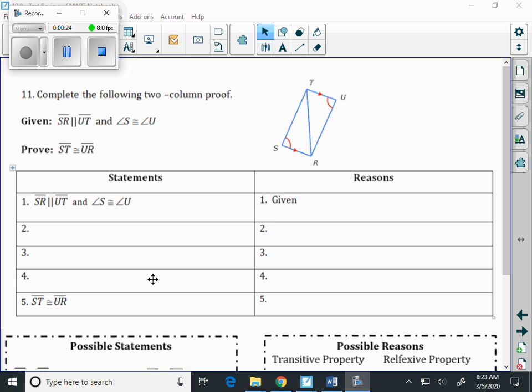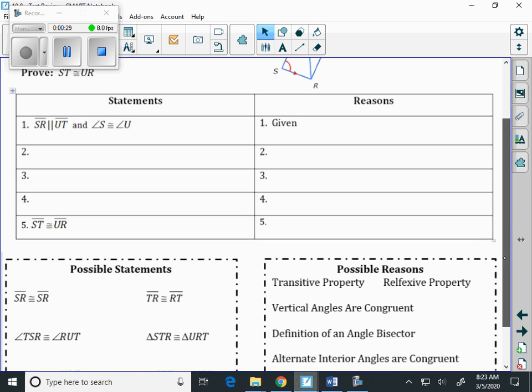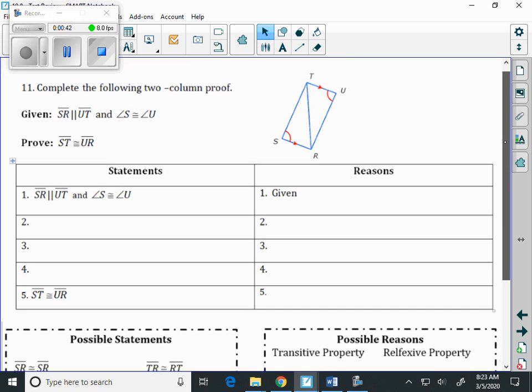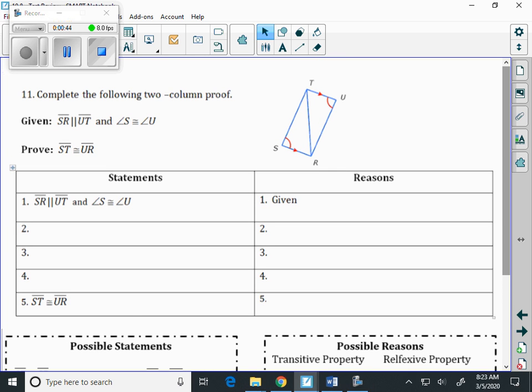And what we want to come up with then are some of the other statements and reasons. At least on this particular problem, we've got the possible statements and we have possible reasons, so that can be helpful for us. And there is a little bit of room for changing up the order. So in this particular case, what we see is that this is a shared side triangle.